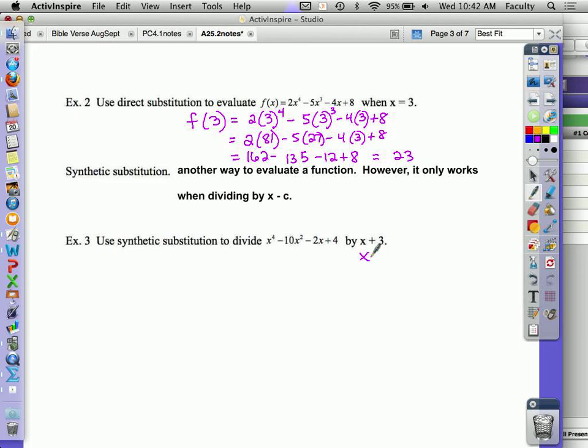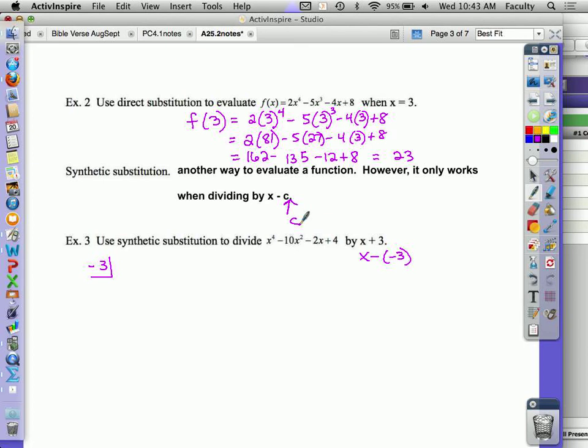Well, I can rewrite x plus 3 as x minus negative 3. And then I need you to just stay with me for at least 2 or 3 of these examples, because at first you're probably going to go, huh, what are you talking about? What are you doing? Because it's very weird. It's different. So whatever C is, whatever x minus the number, not the minus, the C goes in the box.